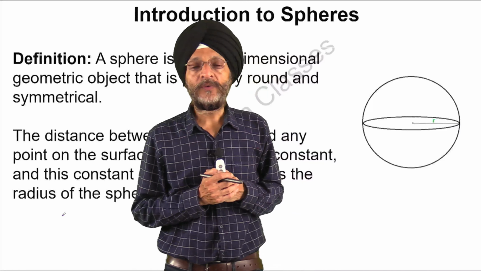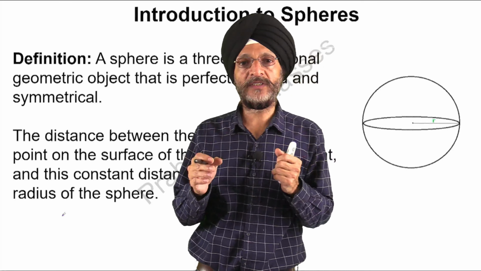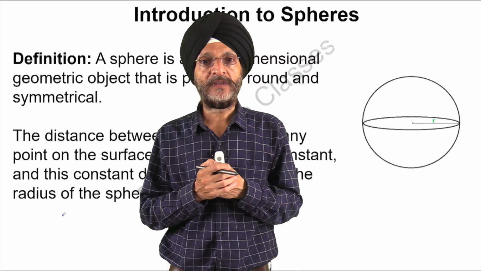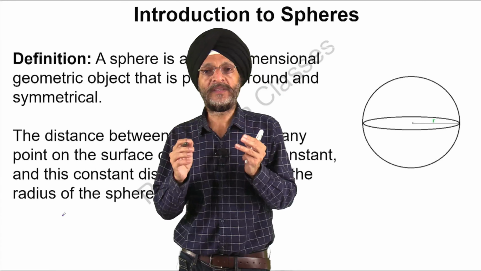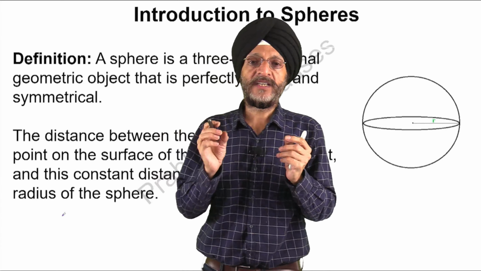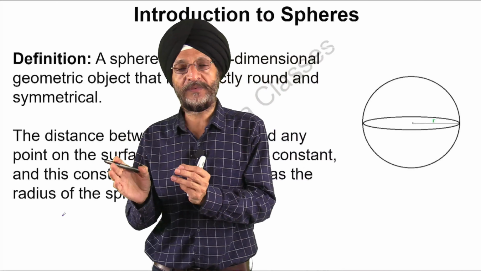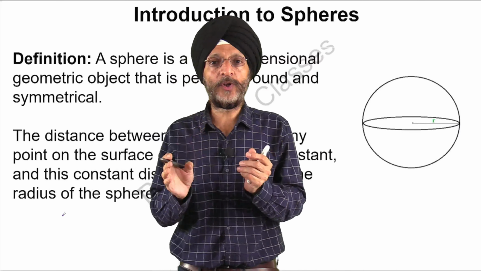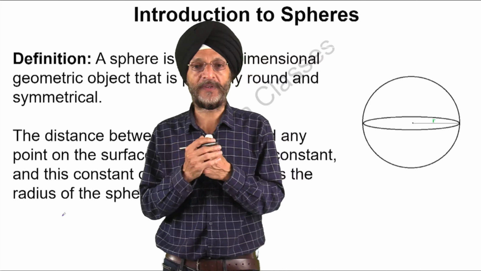Now we will understand the meaning of sphere, and we will also discuss the properties of a sphere and the real world examples of sphere. We will then understand the formula for calculation of the surface area of sphere as well as the volume of the sphere. First of all, we will understand the definition of sphere.